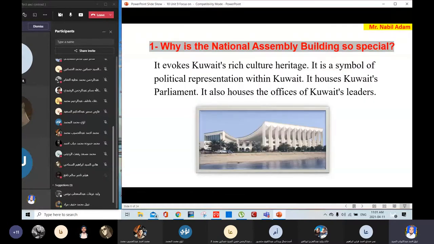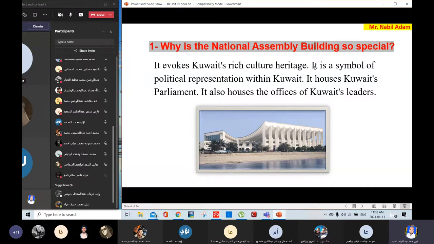Why is the National Assembly building so special? Why is it so unique, unrivaled? Because it evokes Kuwait's rich cultural heritage. It's a symbol of political representation within Kuwait. It houses Kuwait's parliament, and it also houses the office of Kuwait's leaders. That's why the National Assembly building is so important, so special, so unique.